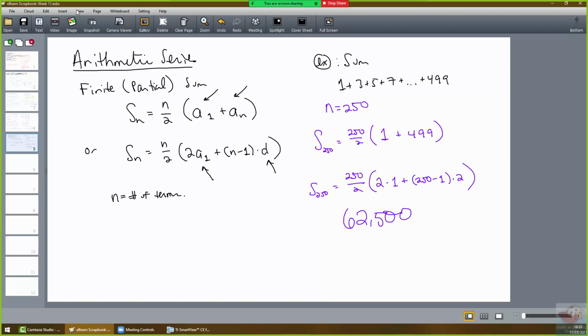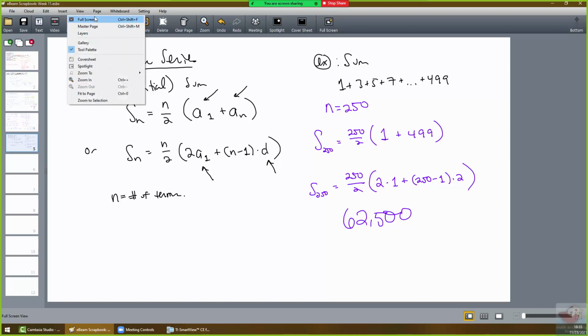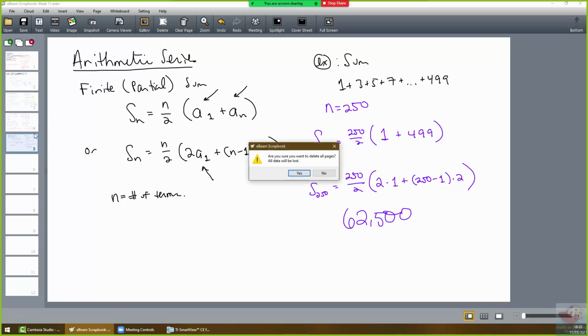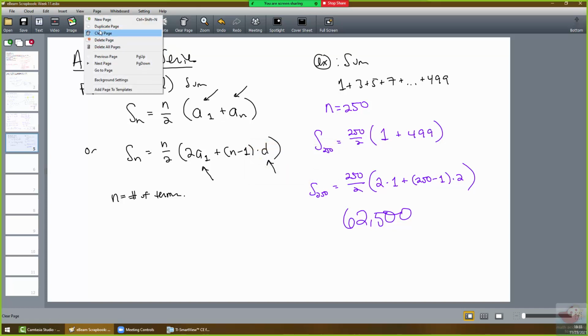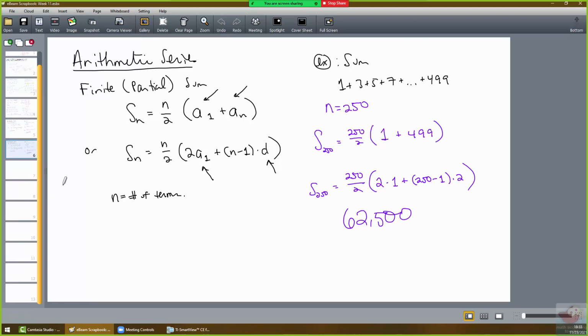Let's do another example using these formulas. No, don't delete. I said duplicate. Duplicate. All right, there we go.